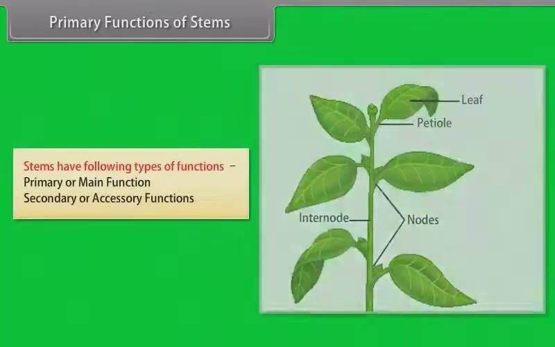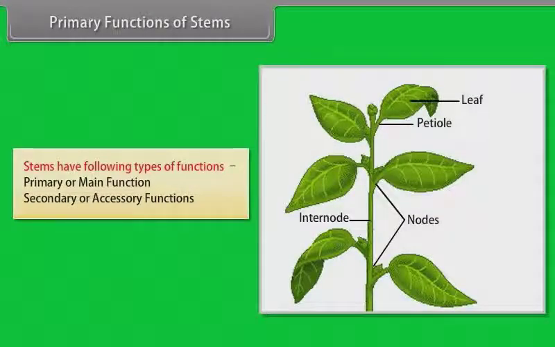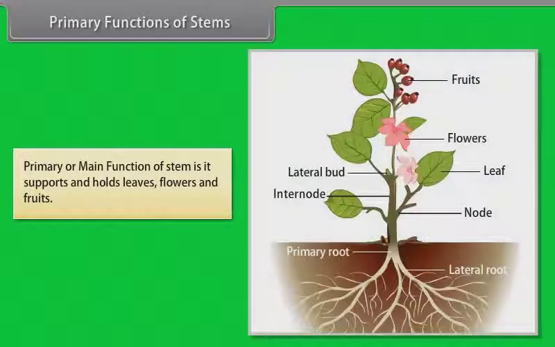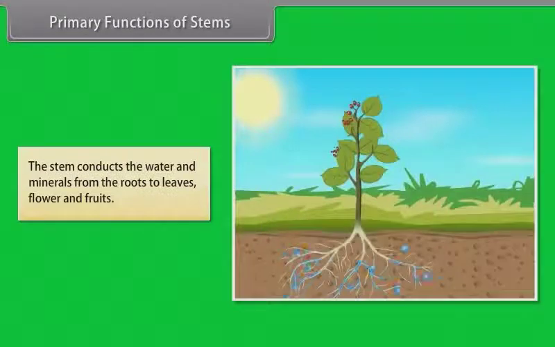Primary functions of stems. Stems have the following types of functions: primary or main function, and secondary or accessory functions. Primary or main function of stem: it supports and holds leaves, flowers, and fruits. The stem conducts the water and minerals from the roots to leaves, flowers, and fruits.